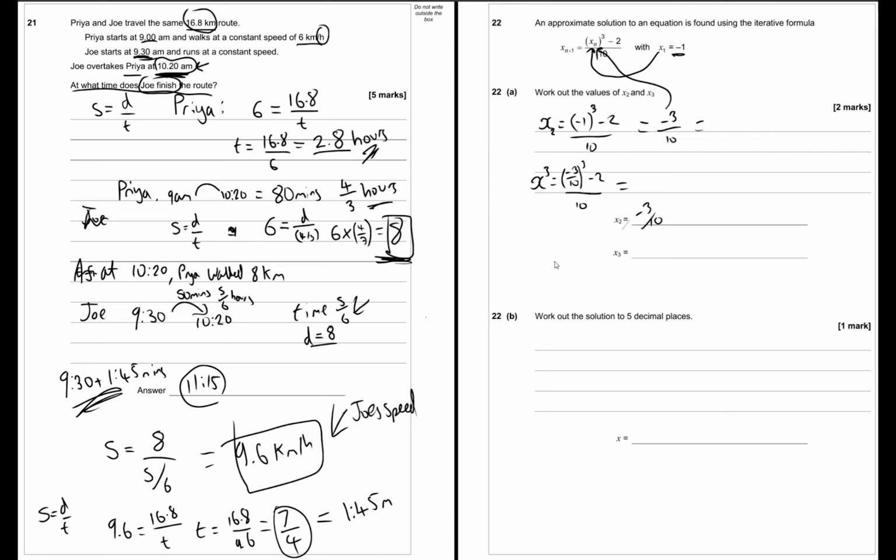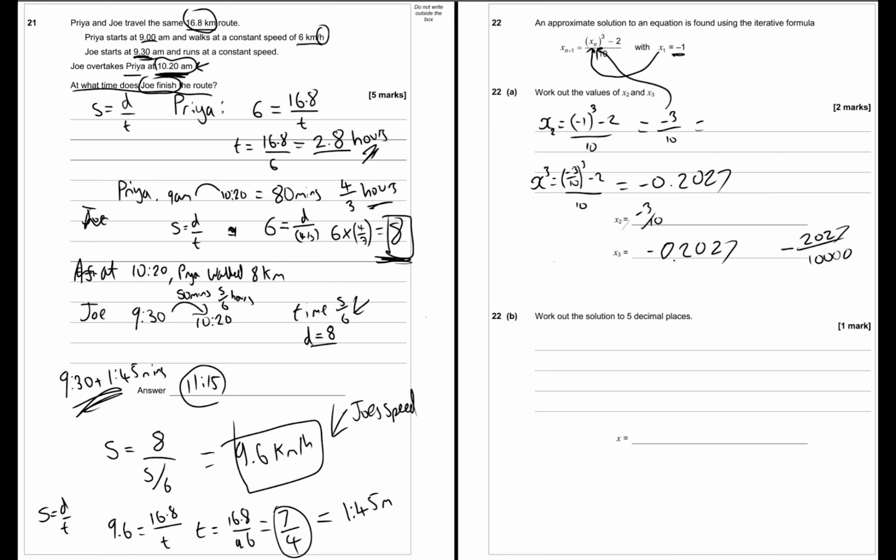So we're going to get, this is a bit of a complex one to put in actually, so minus 3 over 10, all to the power of 3, minus 2 over 10. And I have got minus 0.2027. So that is x3, minus 0.2027. You could also leave it as a fraction if you want, which would be minus 2027 over 10,000. Okay, done. Okay, 22b. Work out the solution to 5 decimal places.